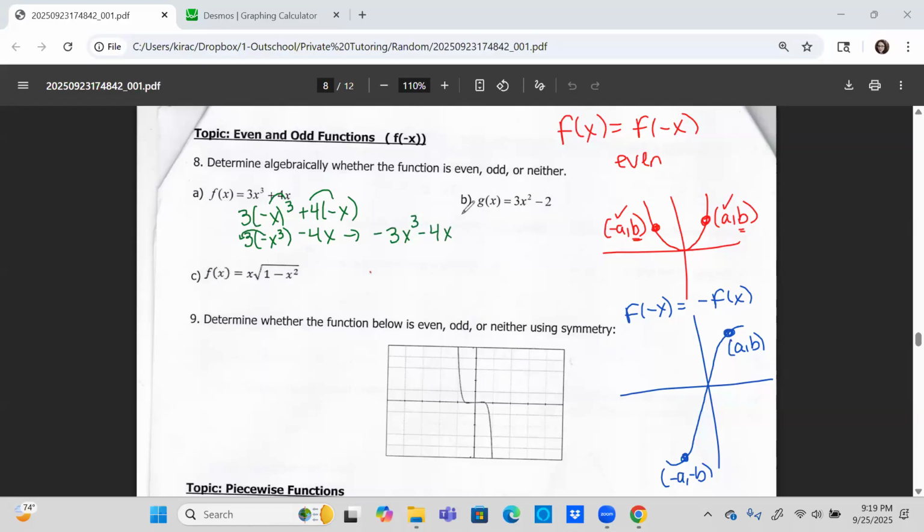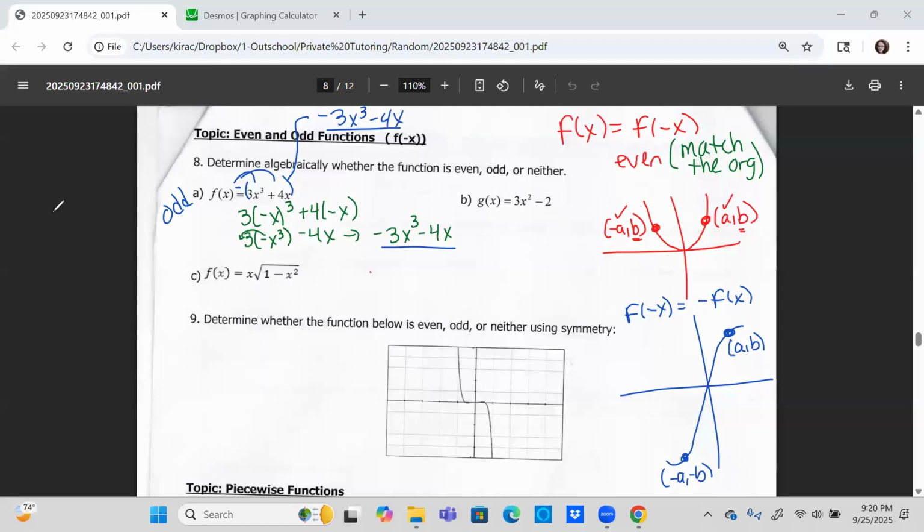Okay, so it's certainly not even because evens will match the original. That does not match the original function. So even is out. To check odd, look for the negation of the original function. So go back to that original function, and I'm going to run a negative through the whole thing. That would be negative 3x cubed minus 4x. Yes, that matches. So since when we inputted negative x, we got the negation, this one is odd.